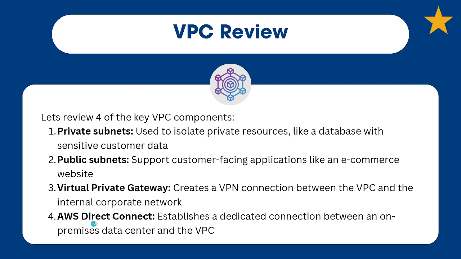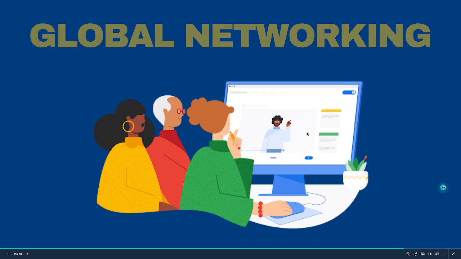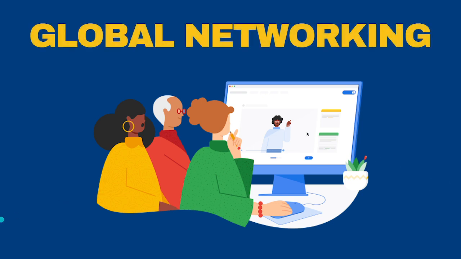And then, of course, we have AWS Direct Connect. That's a service that allows you to do the same thing as the virtual private gateway. It manages virtual private gateways for you. So it establishes a dedicated connection between an on-premises data center and the VPC. So these are kind of the same. This is just the AWS version of virtual private gateways. All right, so next up, we'll be discussing global networking.